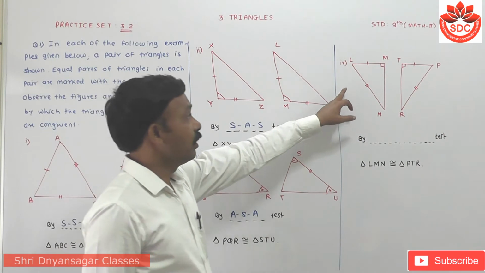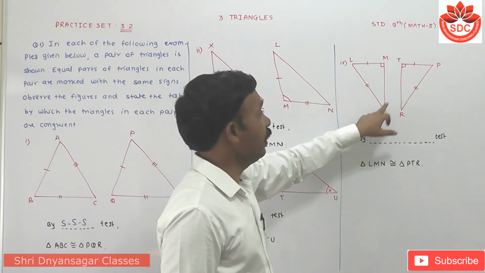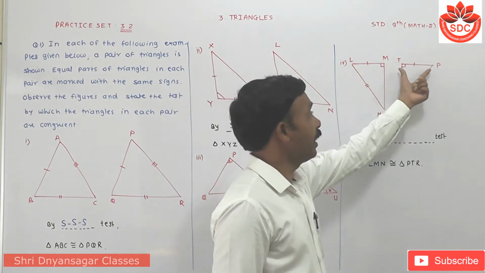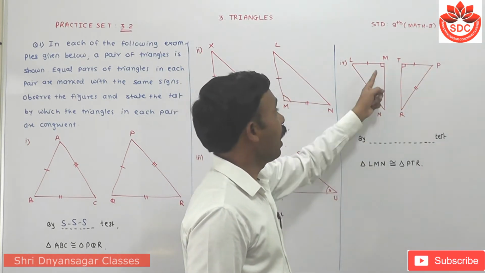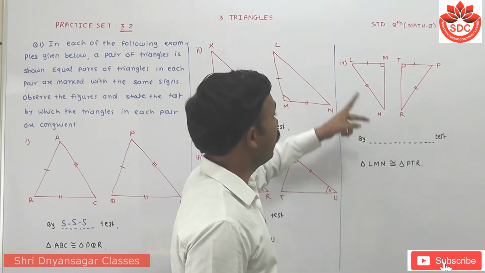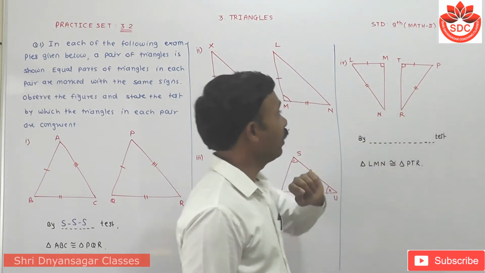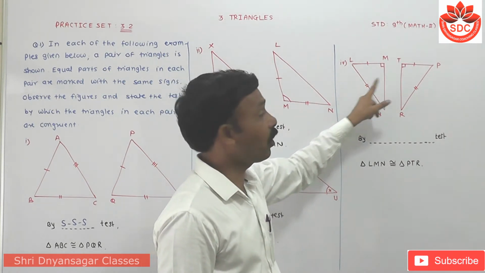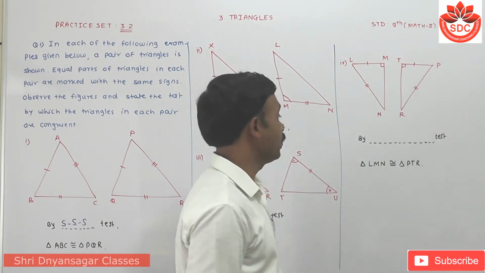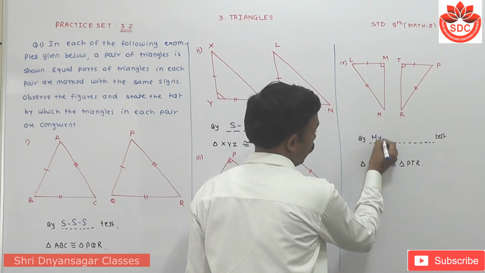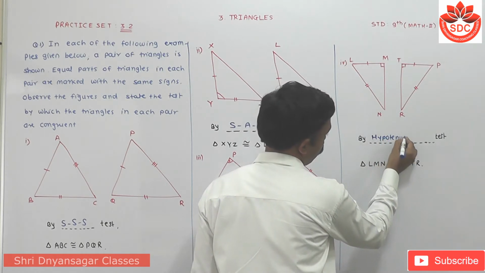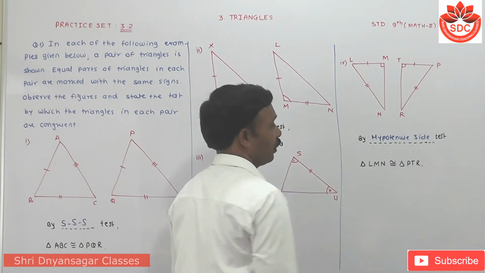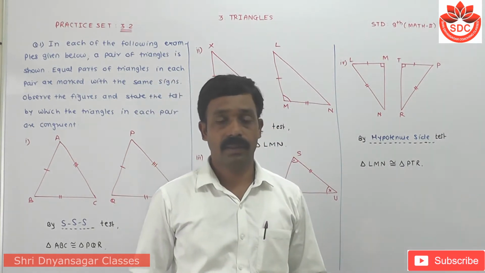Then observe the fourth figure, LMN, and here is PTR. When you observe, LM is congruent with TP. Angle M is congruent with angle T. LN is congruent with TR, which is the hypotenuse, because the side opposite the right angle is the hypotenuse. That means the hypotenuse side test. So by the hypotenuse side test, triangle LMN is congruent with triangle PTR.